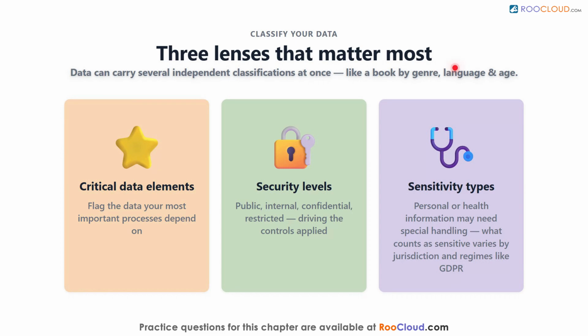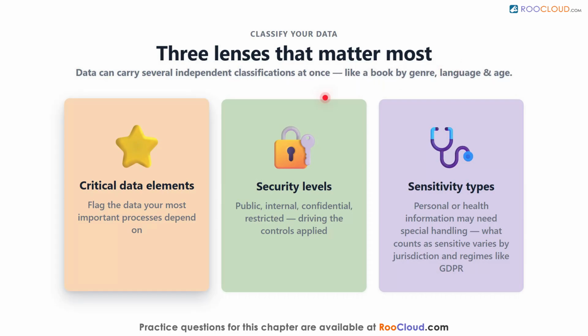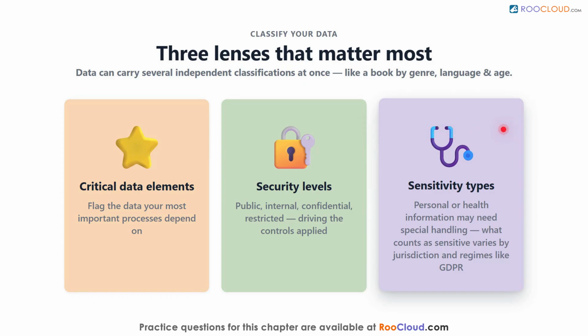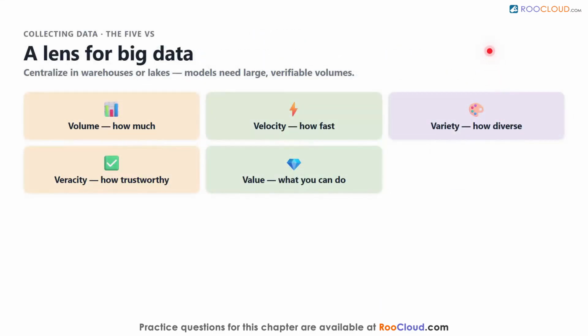For AI, three classification lenses matter most. Critical data elements flag the data your most important processes depend on. Security levels typically run from public to internal to confidential to restricted, and they drive the controls applied. And sensitivity types, such as personal information or health information, may demand special handling, with the definition of sensitive varying widely between jurisdictions and legal regimes like the GDPR.